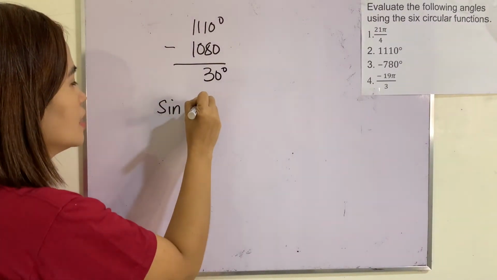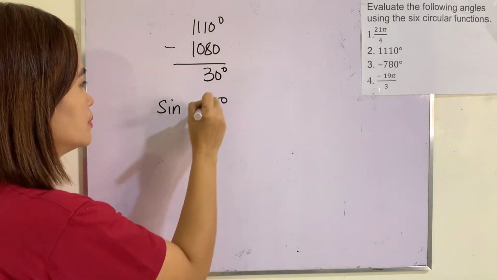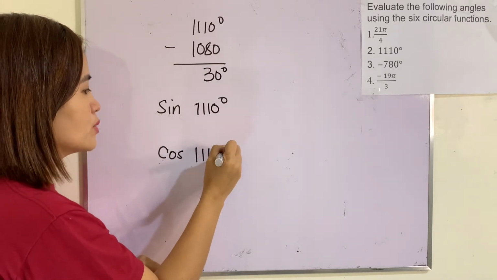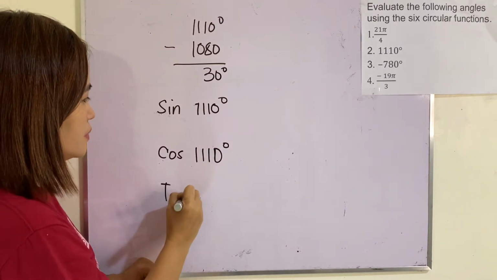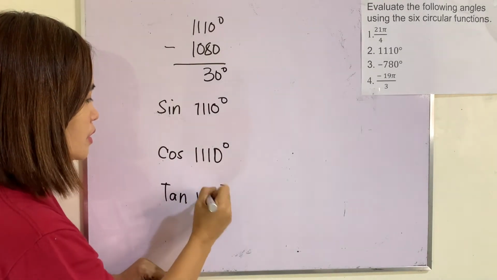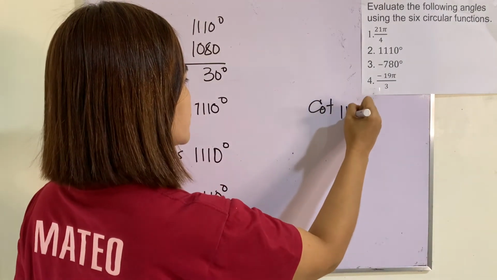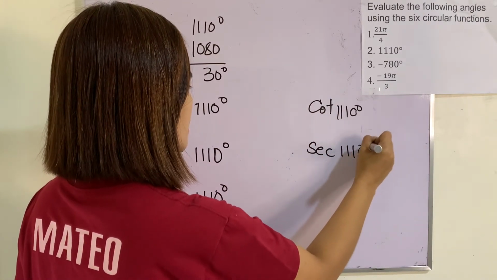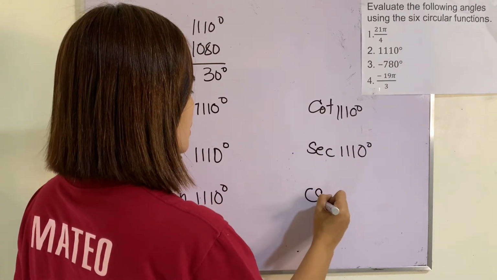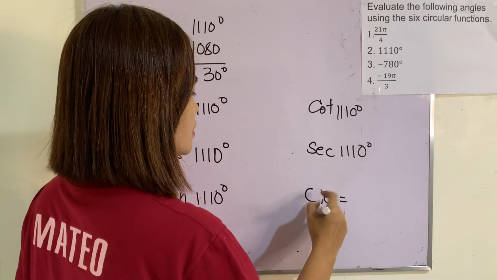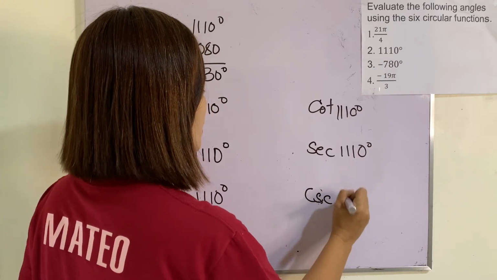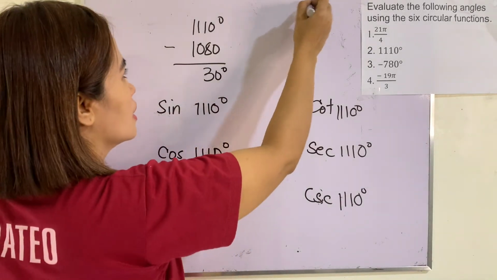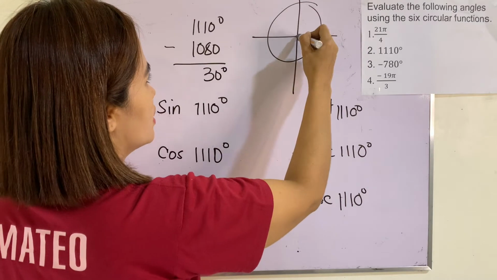So we need to get sine of 1,110, cosine of 1,110, tangent, cotangent, secant, and cosecant. Okay, so this one is a 30-degree angle, therefore it's here. It's in the first quadrant, this one here.